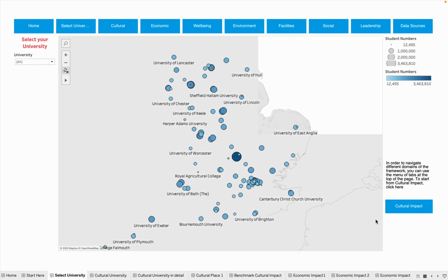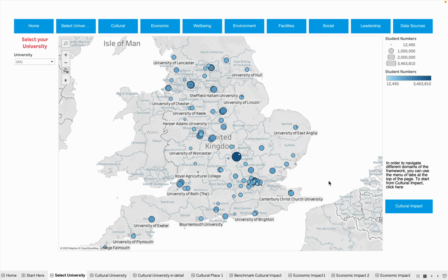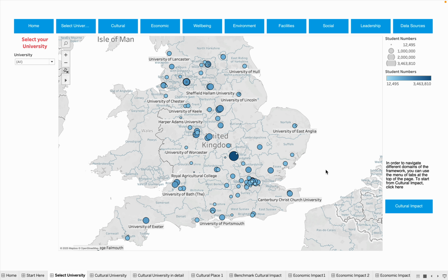So let's start. We first start with selecting our university. So this is a general overview of universities in England. The circles represent the size of the university. So bigger and darker circles mean that the university is bigger. And here at the top, you can see the navigation. So home takes you to the landing page. Here you can select your university. These are the different domains, and you can have a look at the data sources if you want.